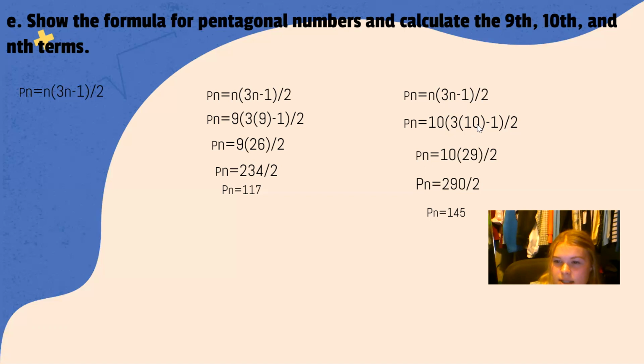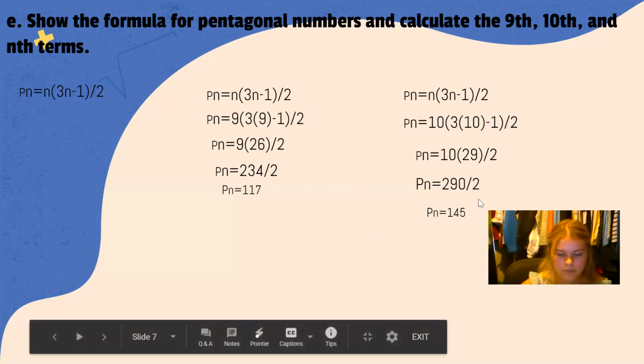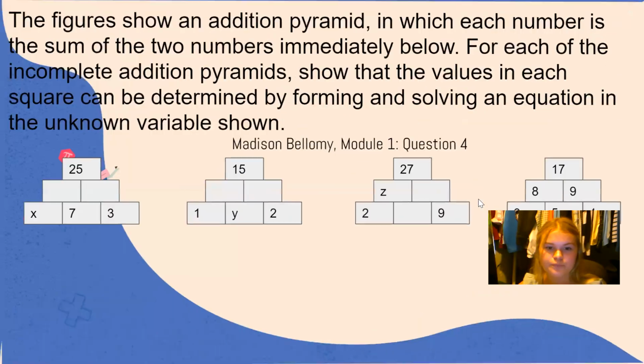And 3 times 10 minus 1 is equal to 29. 3 times 10 is 30, minus 1 is 29. Again, left to right, do our parentheses first, then multiplication. 10 times 29 is equal to 290, and divided by 2 is equal to 145. And again, if we check back on that last slide, we will see that our pentagonal number total is 145, if we just want to check our work. All right, so let's move on to question 4.